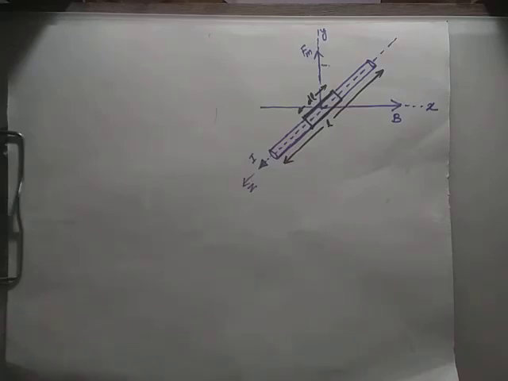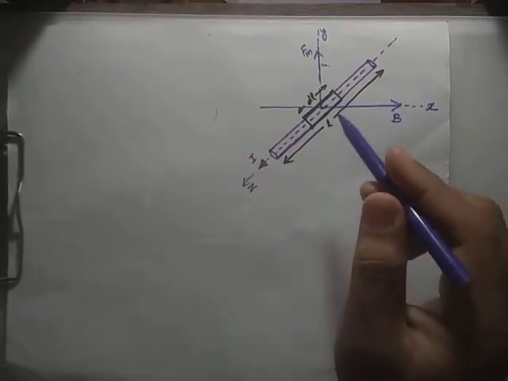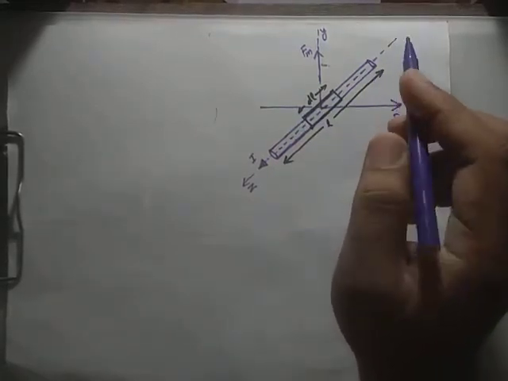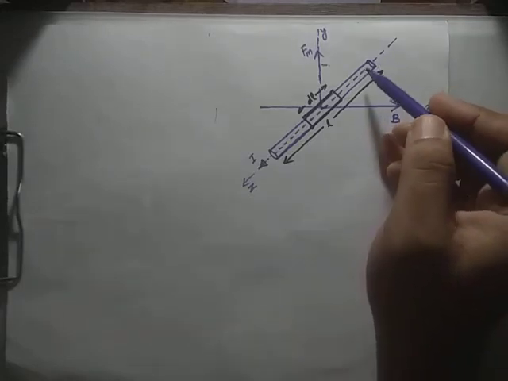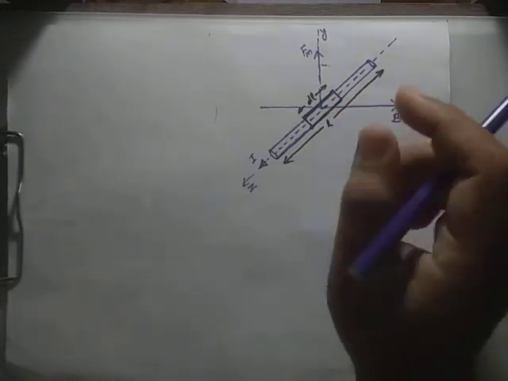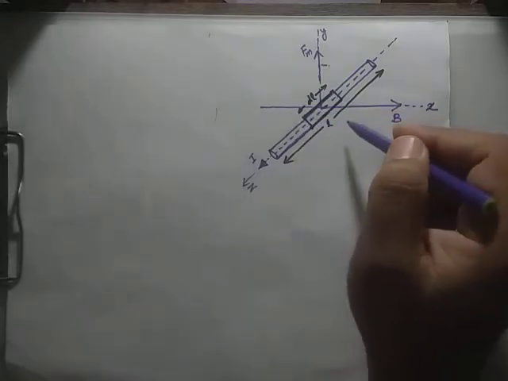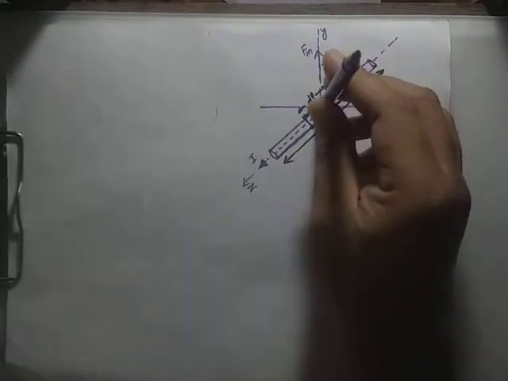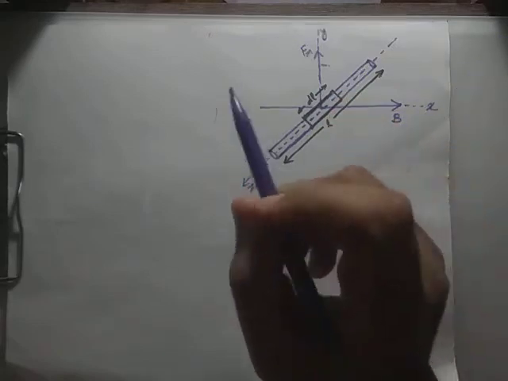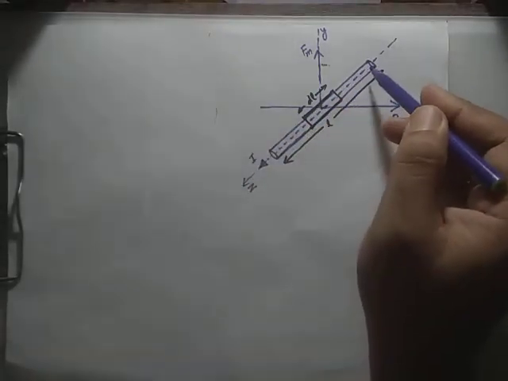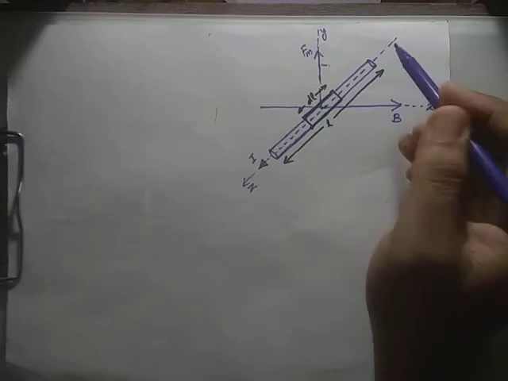So last class we discussed the Lorentz force, and in this class we'll discuss the magnetic force on a current carrying conductor placed in a uniform magnetic field. What we learned in the Lorentz force is that when a charged particle moves with some velocity at a certain angle with the magnetic field, it will experience a force in this upward direction. Now in this case, this is a conductor, and current I is passing through this conductor.